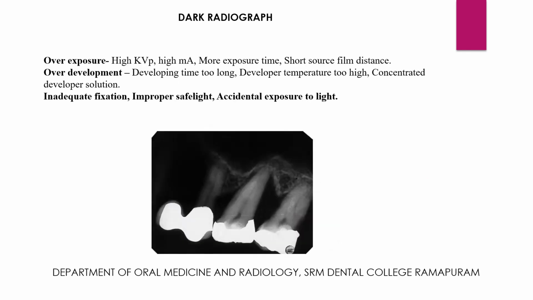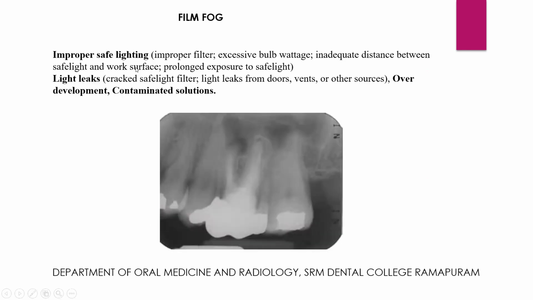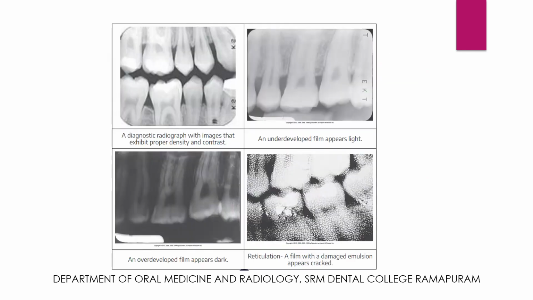A dark radiograph is the reverse. We have a high kVp, high mA, and long exposure time, overexposure, overdevelopment, or inadequate fixation, or improper safe light or accidental exposure to light. And then we have a film fog with improper safe lighting or accidental light leakage. And then we have a diagnostic radiograph with image.